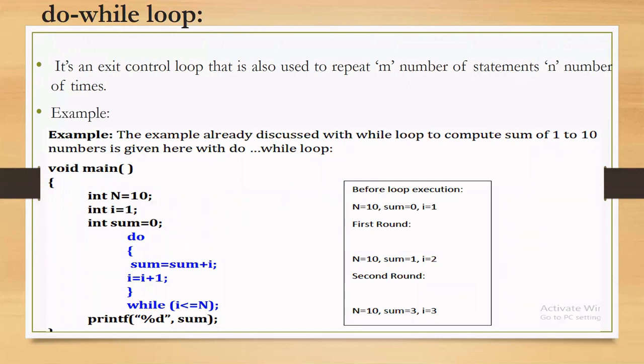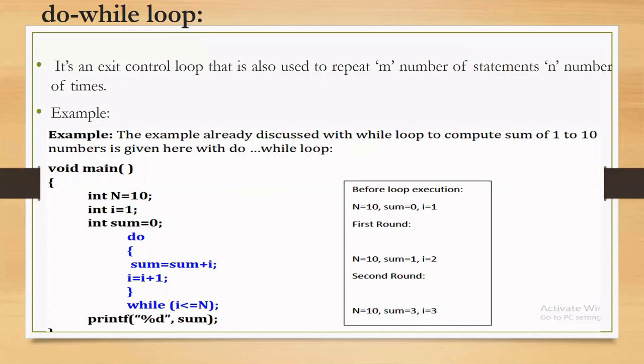We'll see one example. I'm taking the same example with respect to do while as well: sum of n natural numbers, where n is initialized to 10, I is initialized to 1, and sum is initialized to 0. First I will go with the do. Sum is equal to sum plus I. It starts doing the summation. My sum value is 0 for the first iteration, plus the I value is 1. 0 plus 1, you will get 1. That will be stored in sum, and I will be incremented to I plus 1, that is 1 plus 1. So in the first round, sum is initialized to 0 and I is equal to 1.